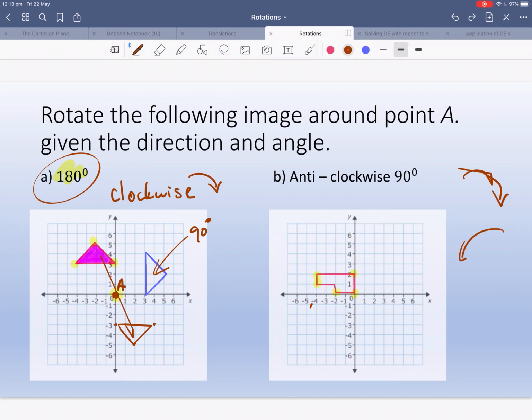So I'm going to draw it in. And that's this one. And remember, it's rotating around this point. We'll say A there. Okay, so that's 90 degrees anti-clockwise. All right, let's go to the next example.